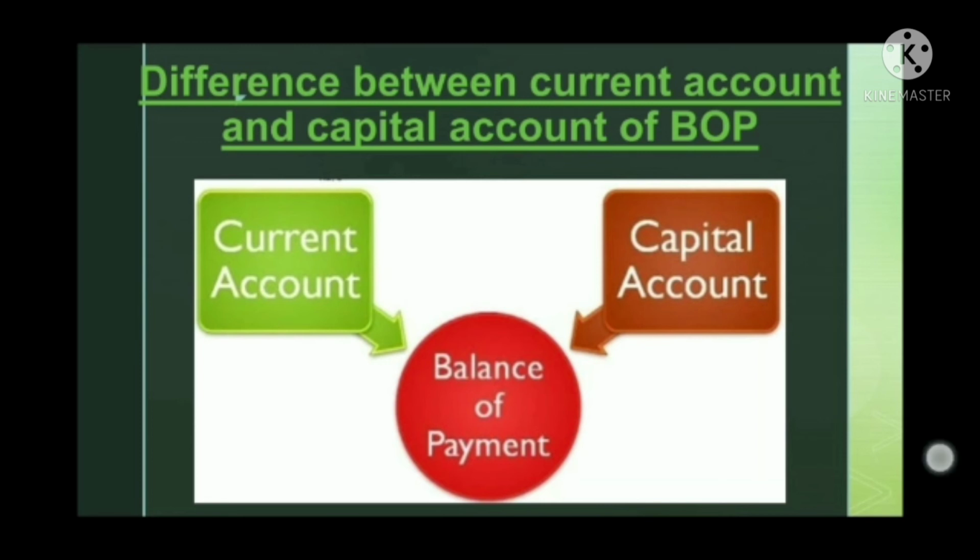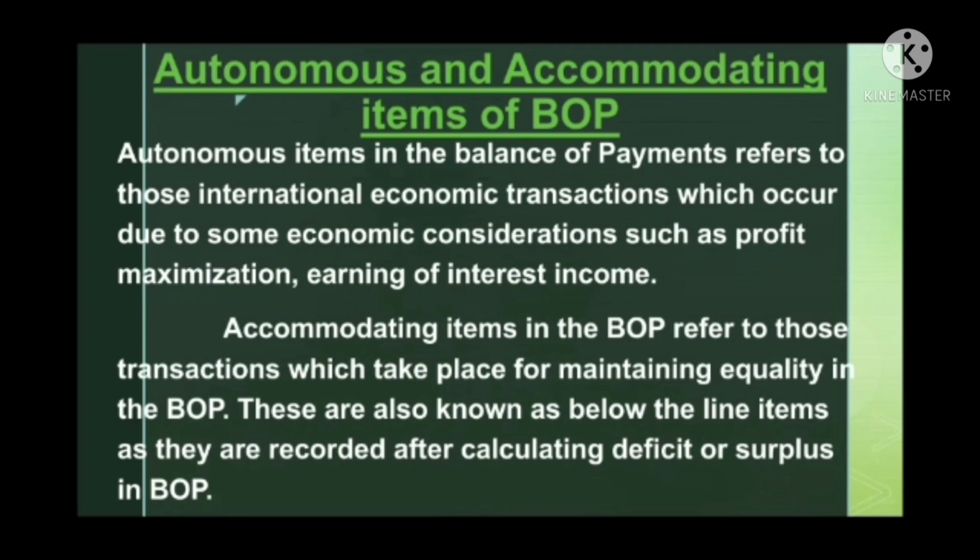Next, autonomous and accommodating items of balance of payment. There are two types of items that take place in balance of payment account. These are autonomous items and accommodating items. So first is autonomous items. Autonomous items refer to those international economic transactions in the current account and capital account which take place due to some economic motive such as profit maximization. These transactions are independent of the state or balance of the payment account. These items are also known as above-the-line items.